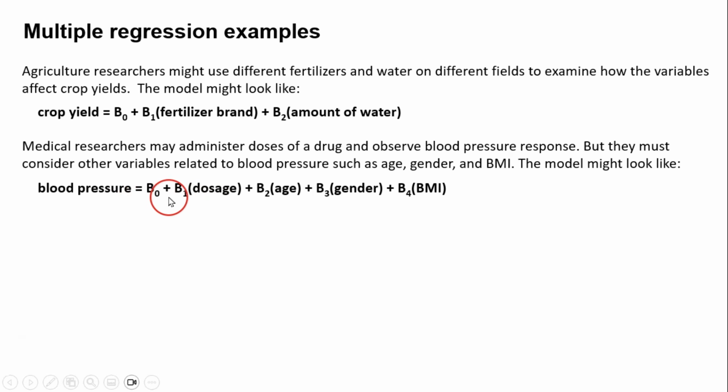So your first variable might be the different types of dosages for the drugs. The second one might be the different ages that are involved, because maybe people of different ages respond differently to the drug. The third variable might be gender, and the fourth variable might be the person's body mass index. And so we're trying to find the best combination or combinations for these variables to predict blood pressure.